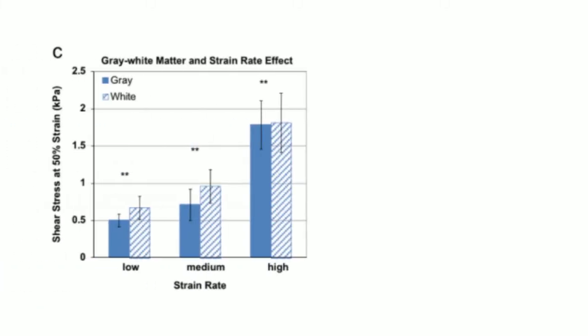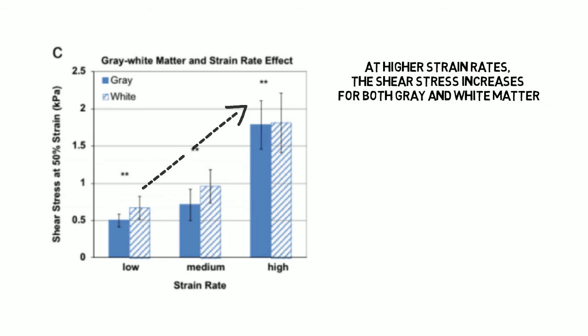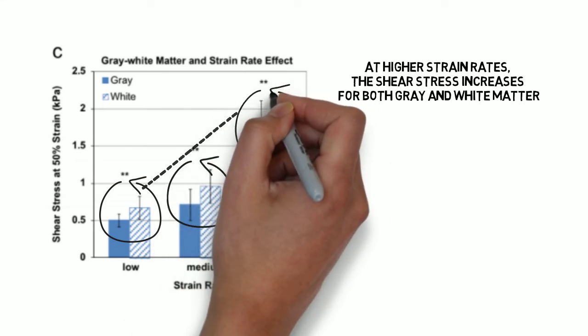This bar graph summarizes the average shear stress at 50% strain of gray and white matter across varying strain rates. The x-axis displays strain rate and the y-axis displays shear stress at 50% strain. At higher strain rates, the shear stress increases for both the gray and white matter, while lower strain rates increase shear stress for white matter more than gray matter. As strain increases, there is a smaller difference in shear stress experienced by gray and white matter.